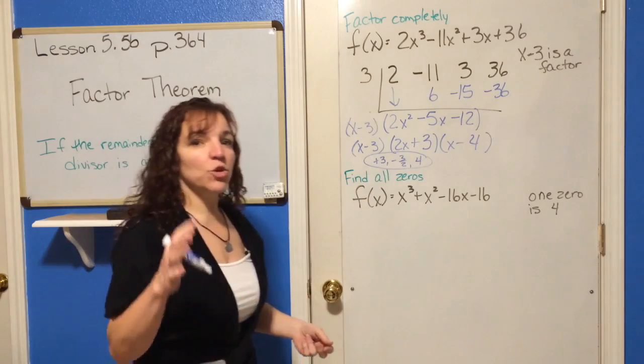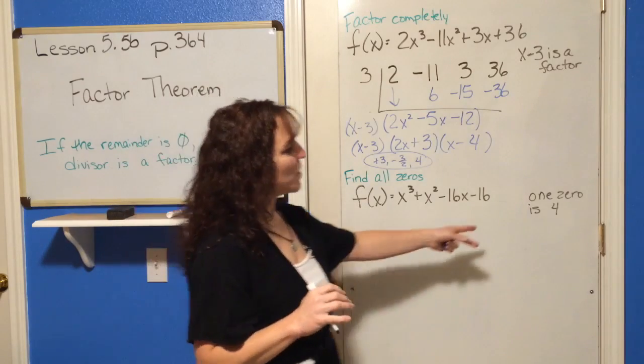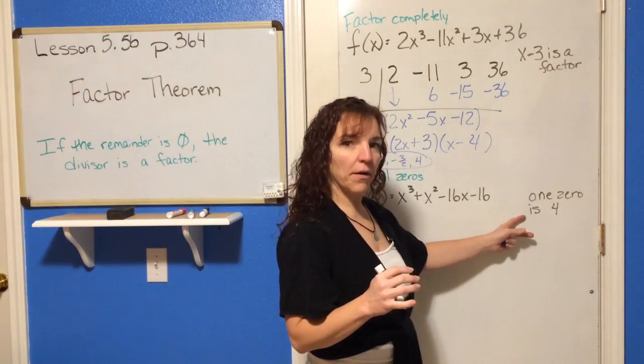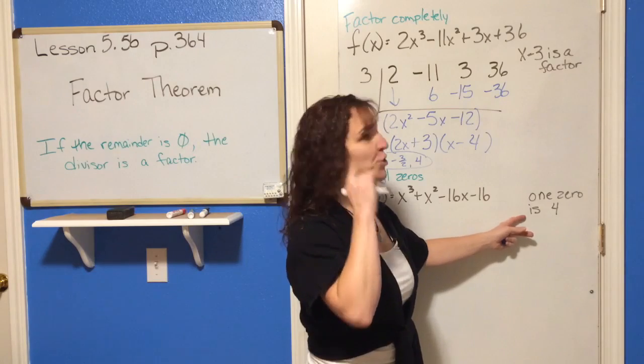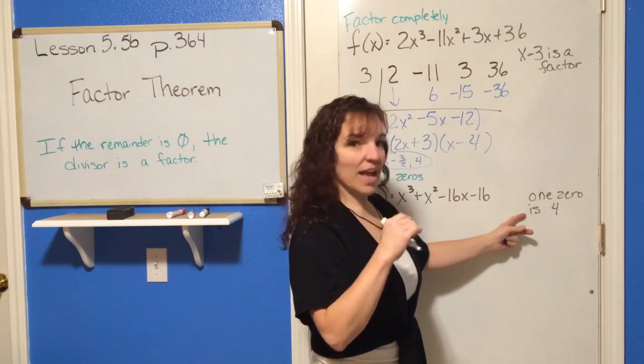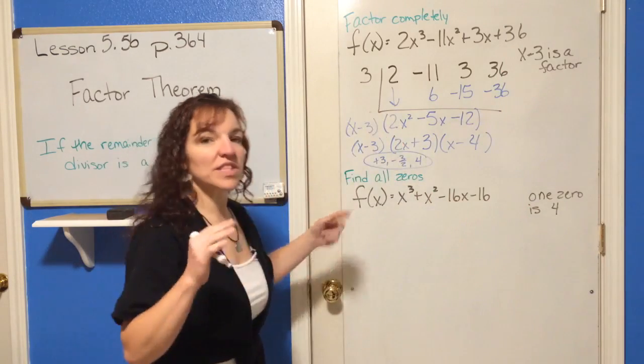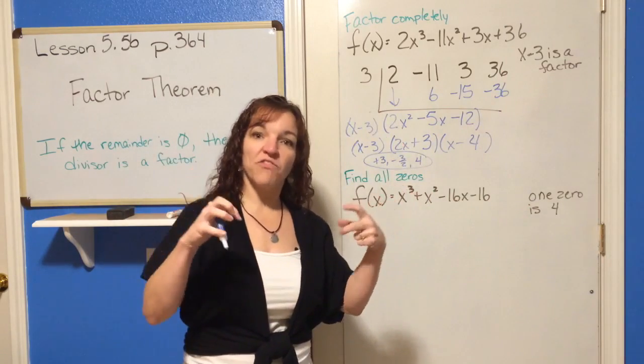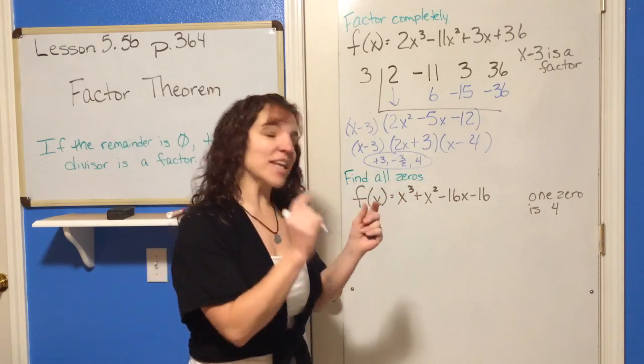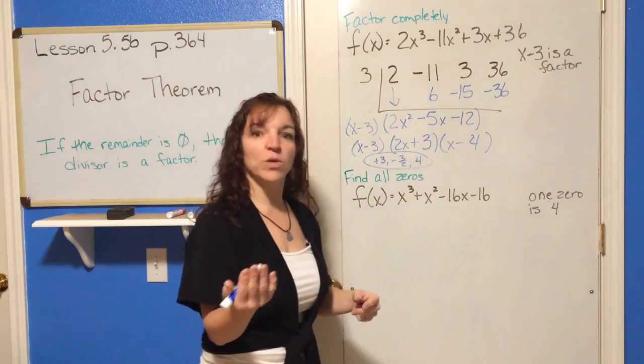So when I say one zero is 4, then that means one of the factors is x minus 4, right? Okay, so that's one of the factors. So in order to find all of the zeros, what you're going to have to do is first find all the factors, and then set each of those factors equal to 0 and solve.